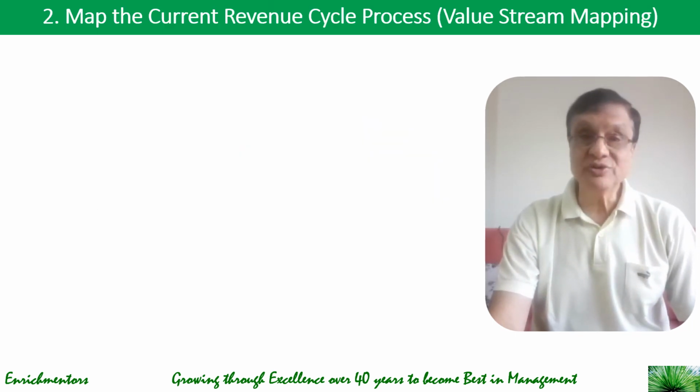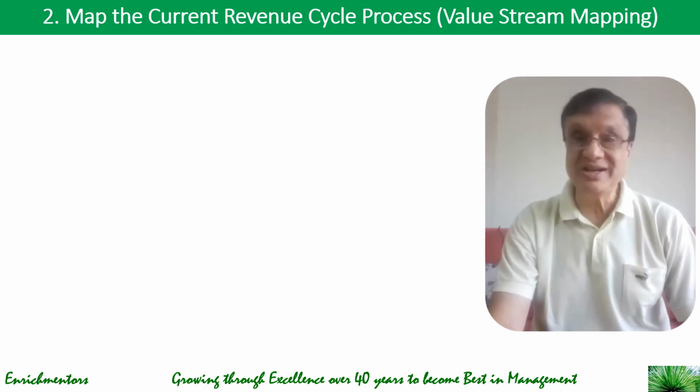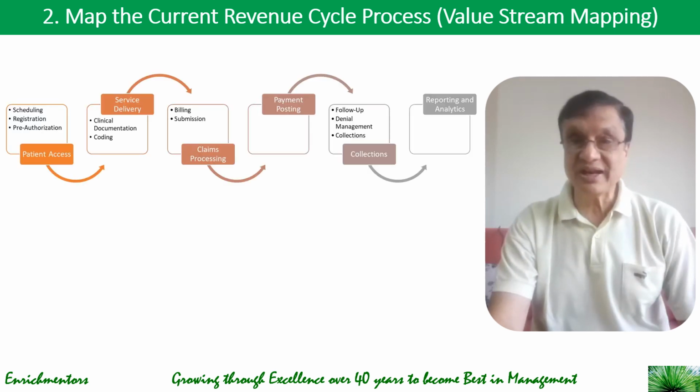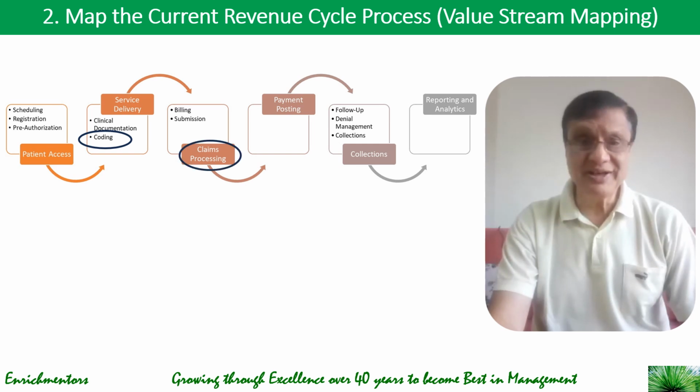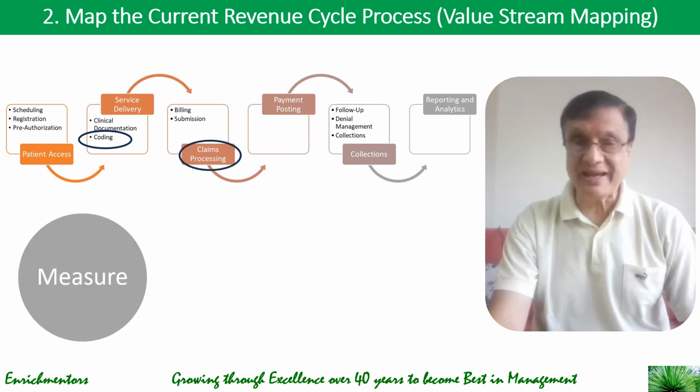Then you map the current revenue cycle process, which is called value stream mapping. So you create a detailed process map where you outline each step in the revenue cycle from patient scheduling to registration to coding to billing and collection. Include details on how long each step takes, which departments are involved, and where information handoff happens. Pinpoint areas that consistently cause delays and errors, for example, manual data entry, coding, lengthy claim processing, or multiple hand-offs.